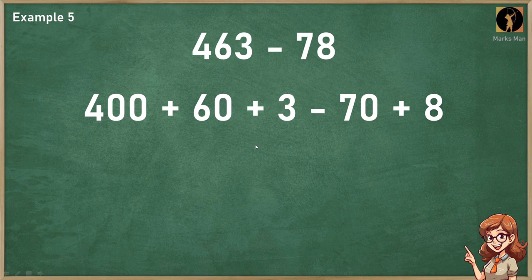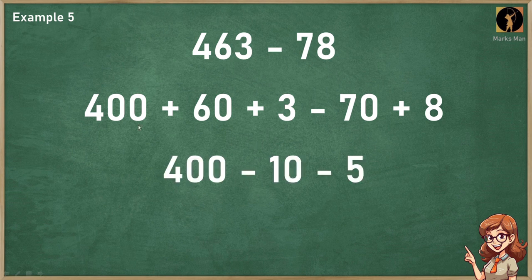Next, we need to subtract the numbers with the same number of digits. You just need to rewrite 400 since it's the only number having 3 digits. And then 60 minus 70, that is negative 10. And 3 minus 8, that is negative 5. So you can subtract it easily. So 400 minus 10, that is 390. And 390 minus 5, that is 385. So that means 463 minus 78, that is 385.